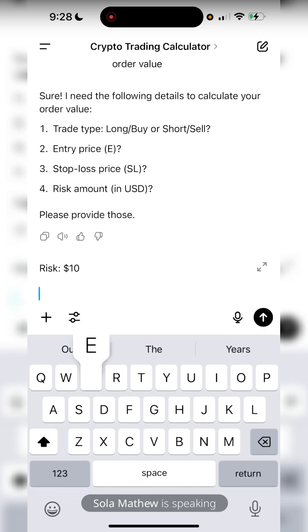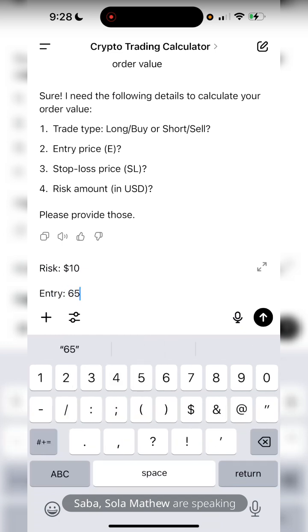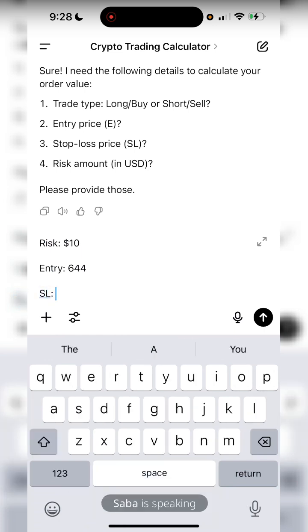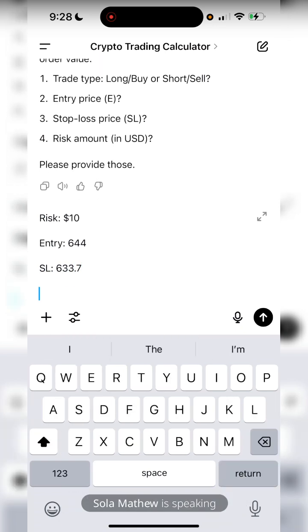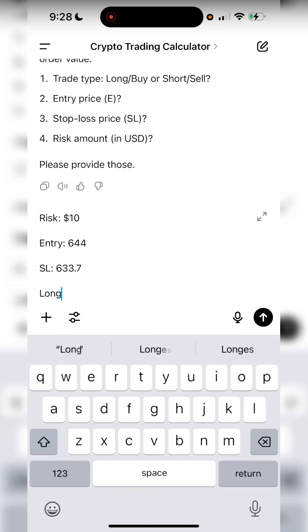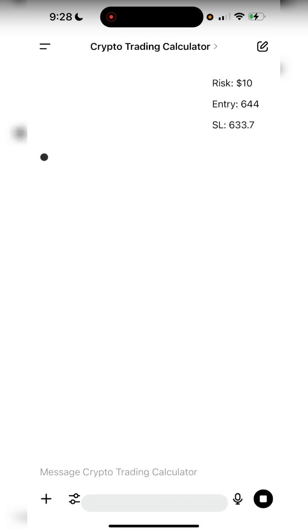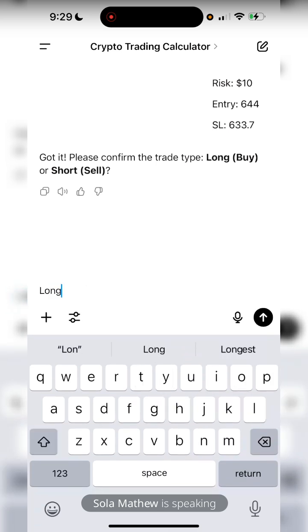Then entry. Remember 644 from Shola. 644. Then stop loss 633.7. It also asks you for long or short, so you can say long, because the way it will calculate for long will be different from the way it will calculate for short. For example, if you forget to put the long, it should ask you. It said, got it, please confirm the trade, long or buy. So I will now say long.